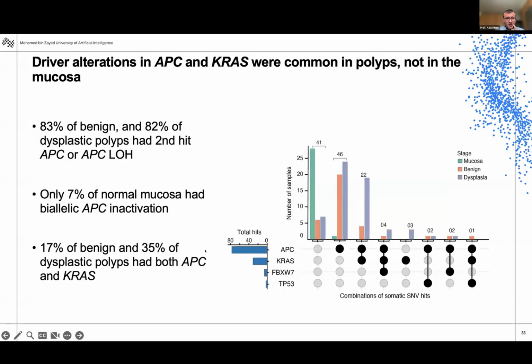Okay, so looking at the driver alterations in terms of APC and KRAS, you could see there are a lot of driver alterations; APC and KRAS were common in polyps. 83% of benign polyps, and also 82% of dysplastic polyps had second hit of APC driver mutations or LOH, while only 70% of the normal mucosa samples had biallelic APC inactivation. Further, we see that 17% of benign and 35% of dysplastic polyps had both APC and KRAS somatic alterations.